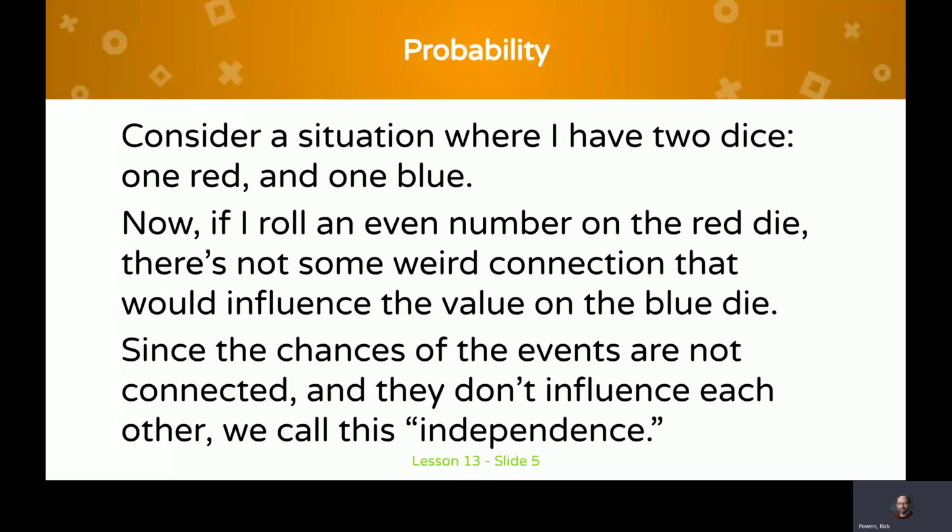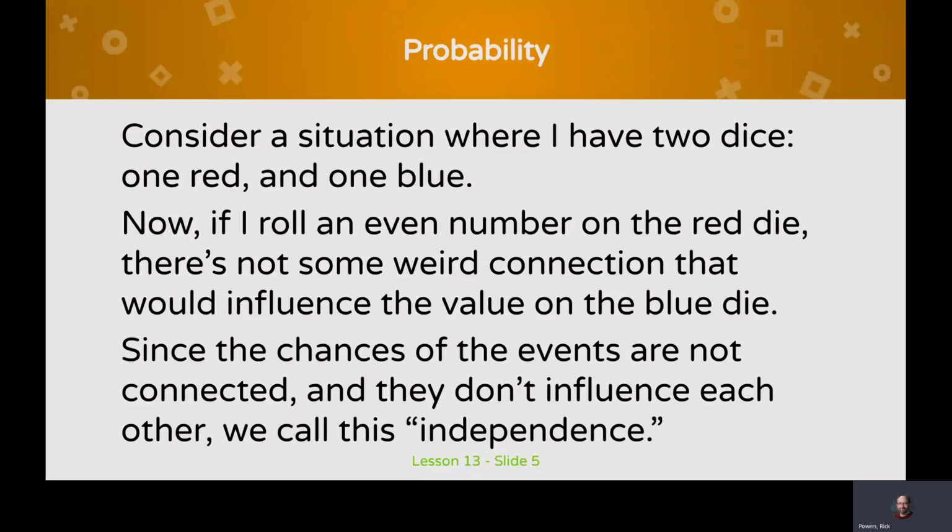Consider a situation where I have two dice, one red and one blue. Now, if I roll an even number on the red die, there's not some weird connection that would influence the value on the blue die. Since the chances of the events are not connected and they don't influence each other, we call this independence.